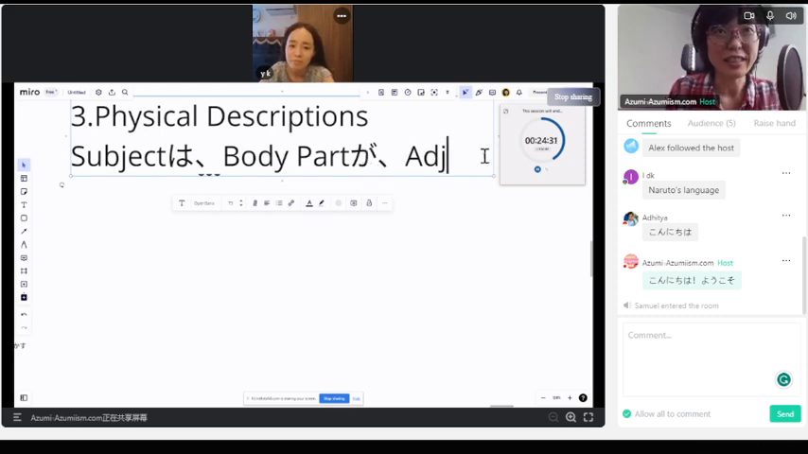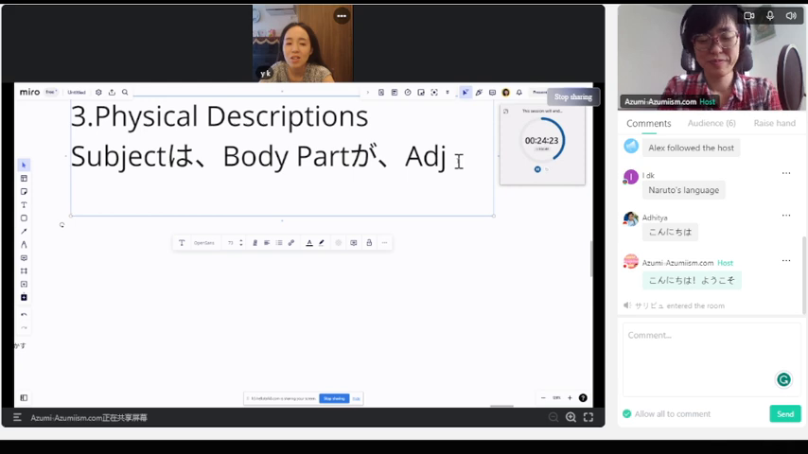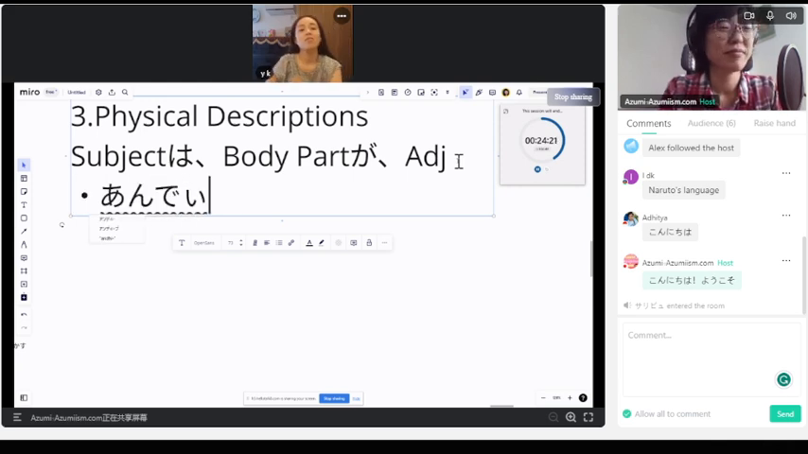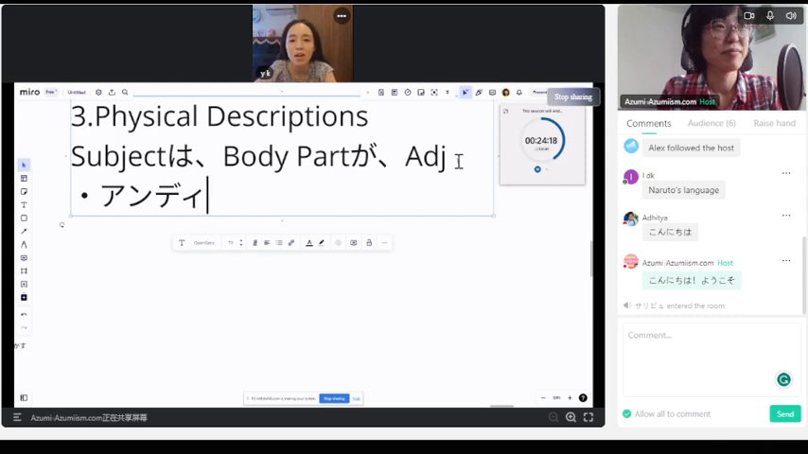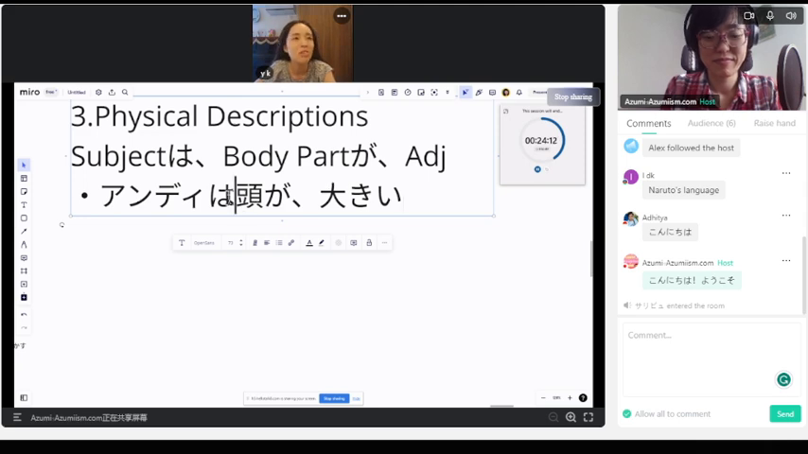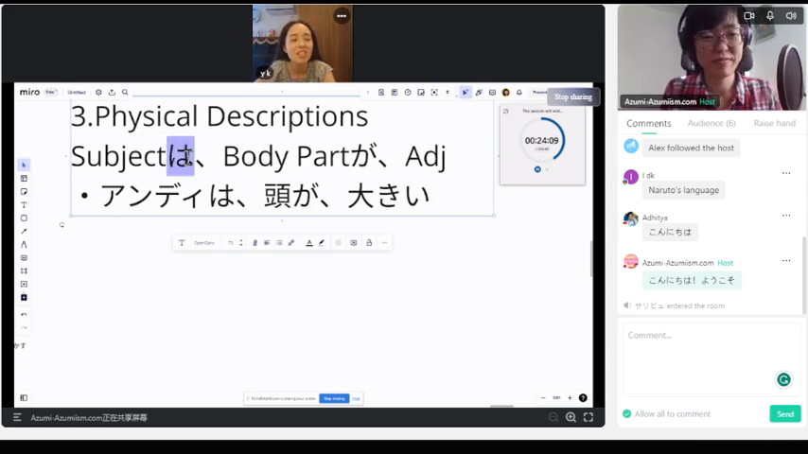Okay, how did Andy explain this grammar? Okay. So for example, Andy は頭が大きい。Andy's head is big. So you can say two patterns, two types: Andy は頭が大きい。And Andy の頭が大きい。So two types.